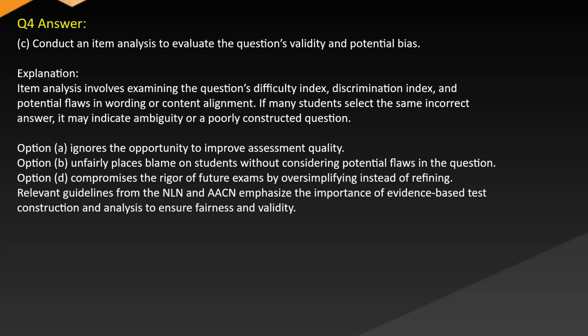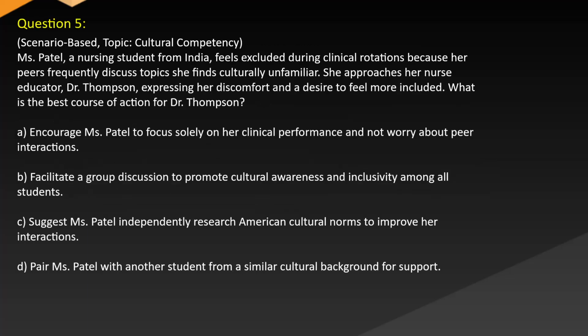Option A ignores the opportunity to improve assessment quality. Option B unfairly places blame on students without considering potential flaws in the question. Option D compromises the rigor of future exams by oversimplifying instead of refining. Relevant guidelines from the NLN and OCN emphasize the importance of evidence-based test construction and analysis to ensure fairness and validity. Question 5. Scenario-based. Topic: cultural competency.